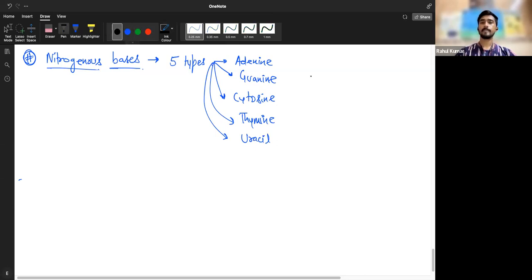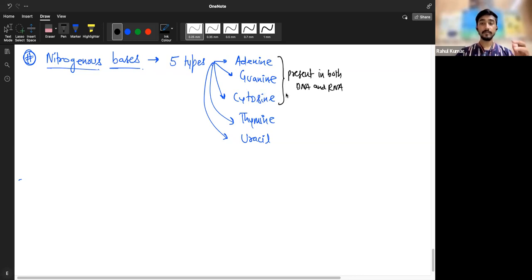Now, out of these 5, the first 4, ATGC, adenine, guanine, cytosine, thymine, are present in DNA. Okay, this thymine is present in DNA only. Don't write this, I have a better way to write this. The first three, adenine, guanine, and cytosine, can be present in both DNA and RNA. Is it clear? A, G, C is common.